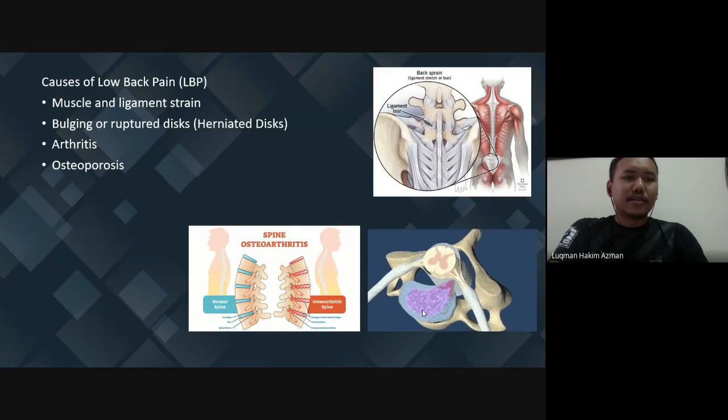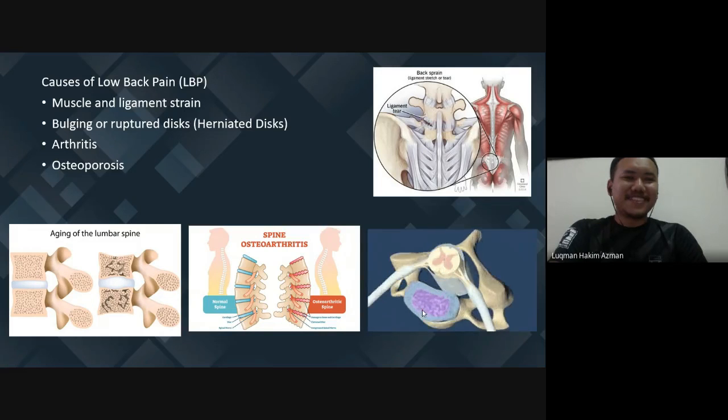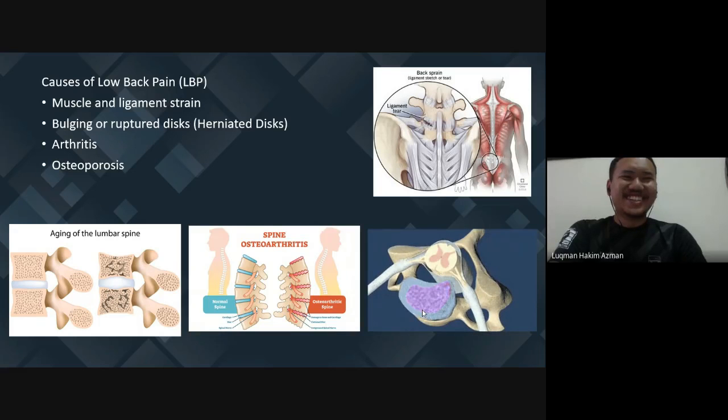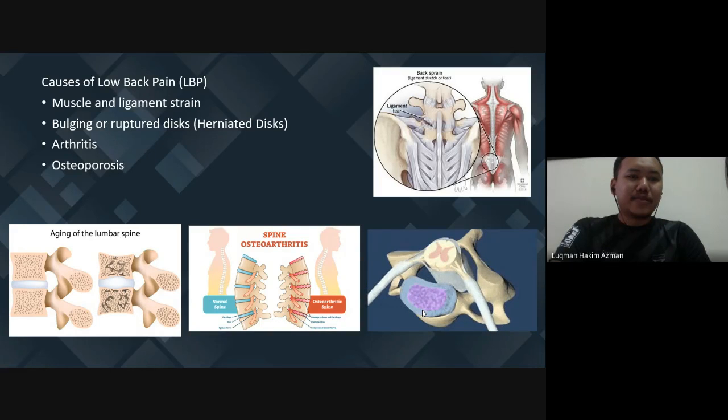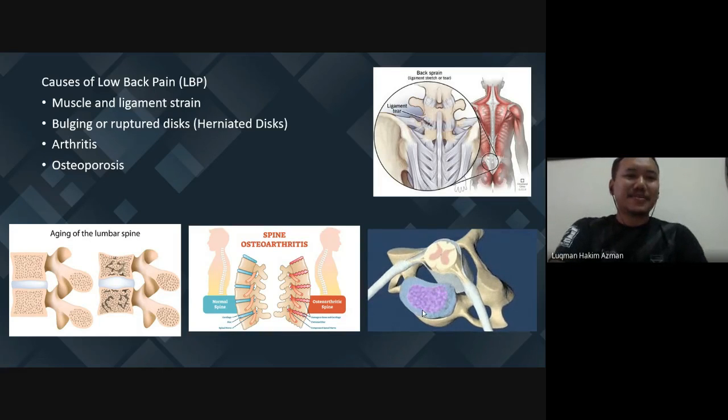And the last one is osteoporosis. Osteoporosis is a condition where the density of the bone is reduced. It is a bone disease that occurs when the body loses too much bone and makes the bone less dense. As a result, the bones become weak and brittle, which often causes fracture and breakage.